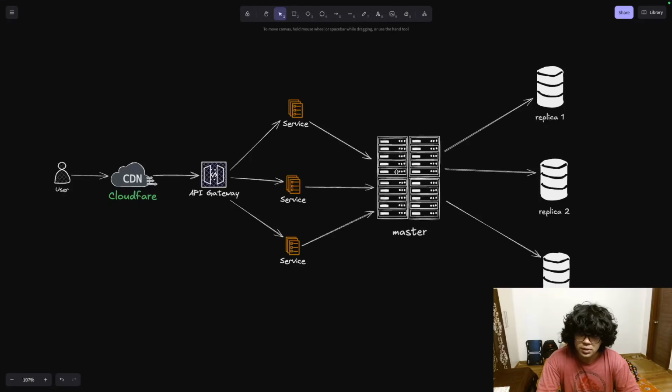Now I want to try to understand what will start failing when the number of users increases, right? When the number of API requests increases, right? So Cloudflare would not really get impacted because it really works at a global scale. Neither would your API gateway, nor your services. All your write queries will actually hit your master DB.